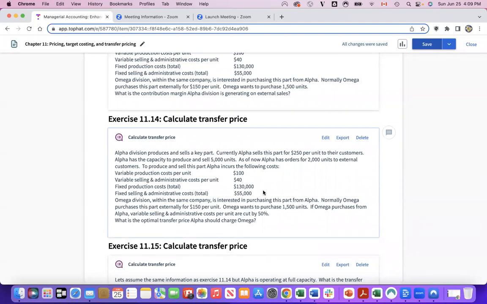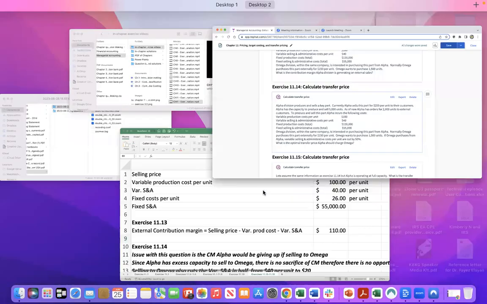Now, looking at exercise 1114, the costing information is still the same. They sell it for $250, production capacity is 5,000 units. They're producing 2,000 units. Omega Division within the same company is interested in purchasing this part from Alpha. Normally, Omega purchases this part externally for $150 per unit. Omega wants to purchase 1,500 units. If Omega purchases from Alpha, variable selling and administrative costs per unit are cut by 50%. So what is the optimal transfer price that Alpha should charge Omega?